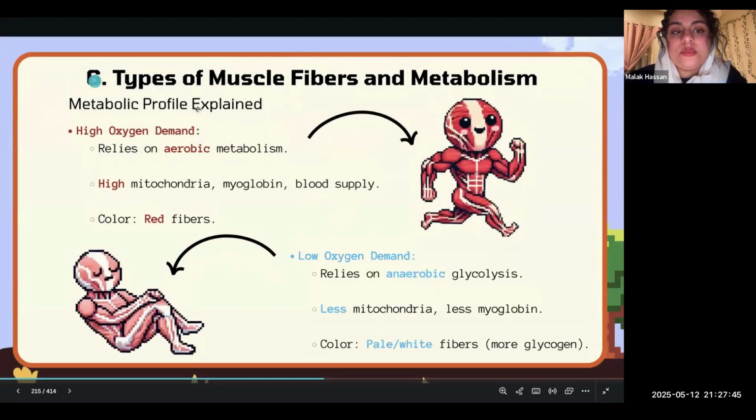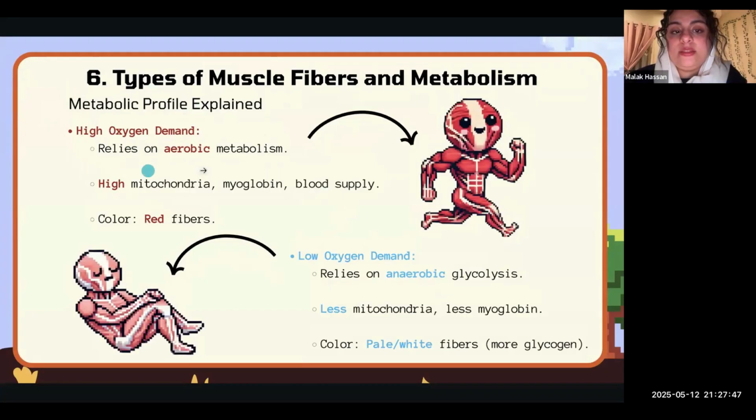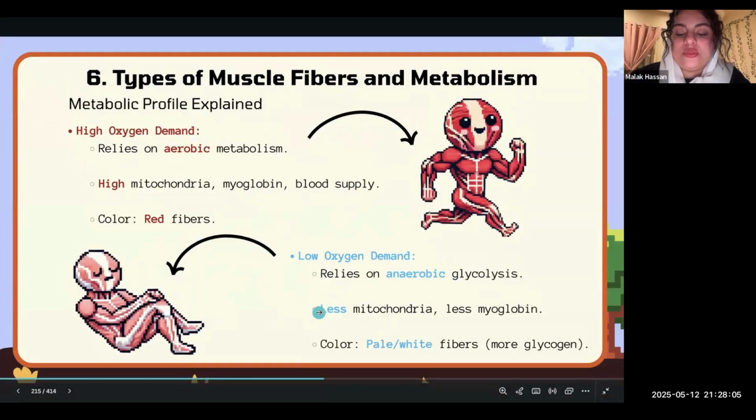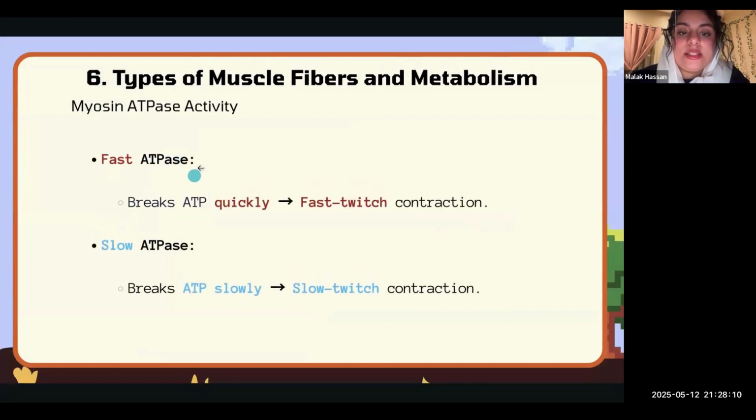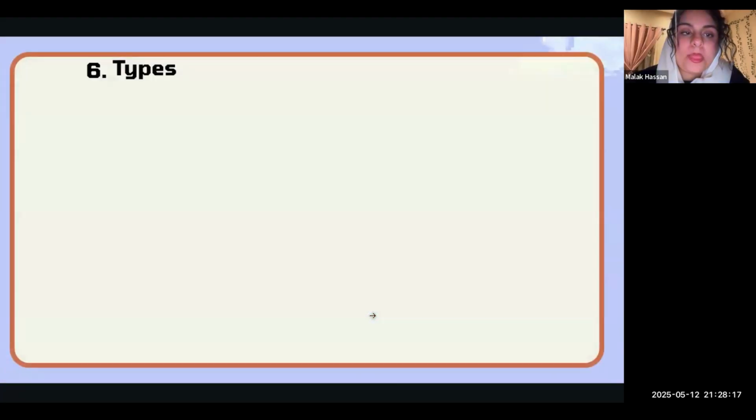Now, let's talk about the metabolic profile. If there's high oxygen demand, then you'll have aerobic metabolism, which means that you need lots of mitochondria, lots of myoglobin, lots of blood supply. So the fibers are going to be red, kind of like this one. If they're low oxygen demand, they're going to rely on anaerobic glycolysis, so there's going to be less mitochondria, less myoglobin, and it's going to be a pale white fiber. So there's more glycogen. And we said that fast ATPase breaks down ATP fast, and that leads to fast twitch contraction. Slow ATPase breaks down ATP slowly, and that's slow twitch contraction.